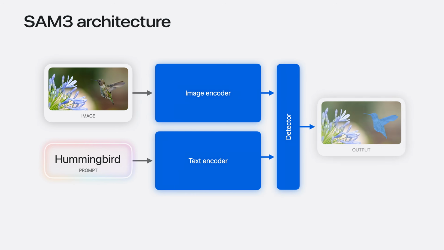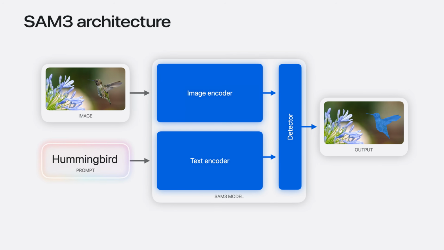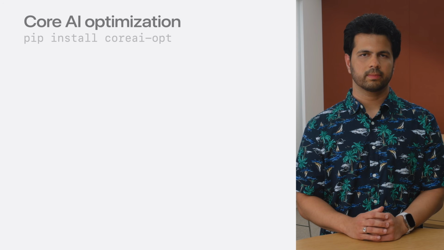And to complete the picture, a detector module wrapping a detection transformer combined with a mask decoder produces the final output, the segmentation mask. As you can see, SAM3 performs a complex end-to-end task. And this is exactly the kind of use case developers increasingly want to execute on device. To optimize this, I'll leverage Core AI's optimization library called Core AI Opt.